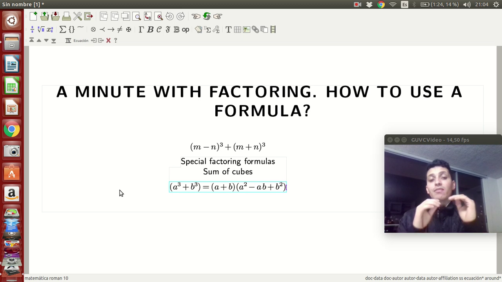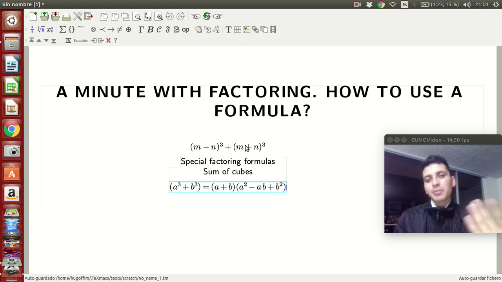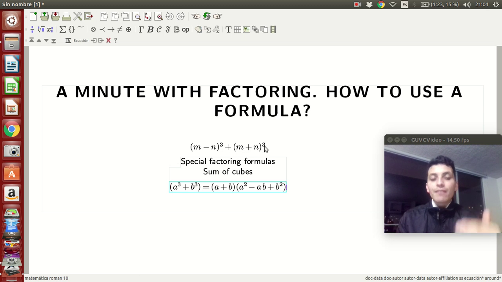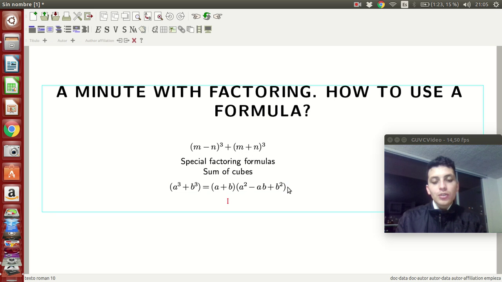So now you just have to apply the formula to the original equation. This is the original polynomial. It's better to say polynomial because it's not an equation. So you just have to follow the formula and check which is the cubic root of each term. Which is the cubic root of this term? Yes, m minus n. And which is the cubic root of this term? Yes, m plus n.